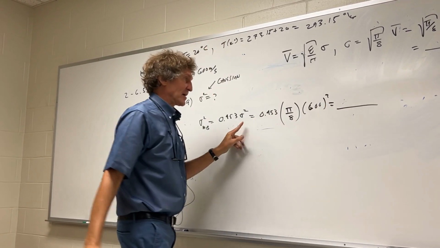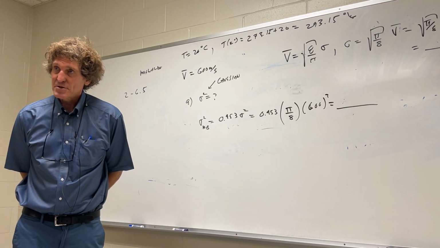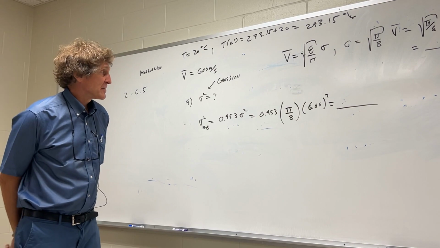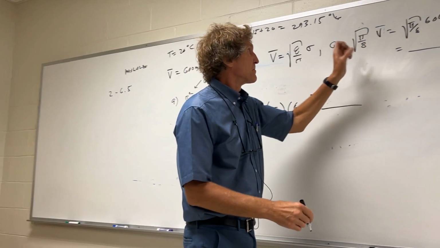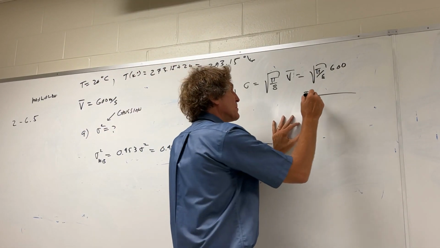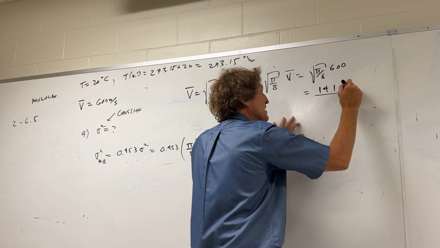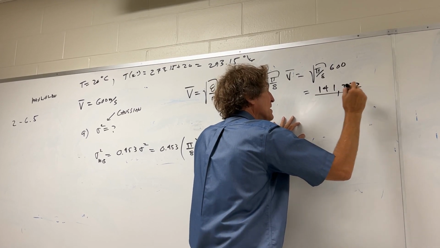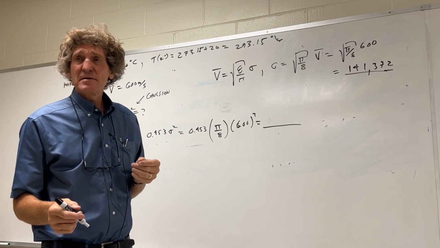So what's that value? Y'all with me? You know what I'm doing, right? I'm just using a formula to get the value. This is the important one right there. So tell me what that is. 141,372? Is that right? I don't know. It looks right.